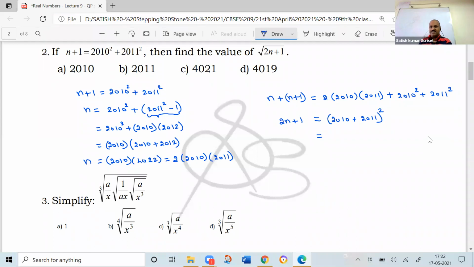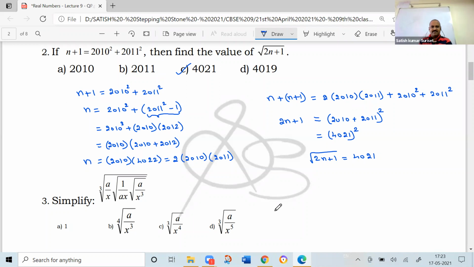Now, what will this value be inside? 4021 whole square. Now, what we need to calculate is the square root of 2n plus 1, which means 4021. So, is there any option? C. Have you understood? Here we are manipulating the terms so that you can calculate 2n plus 1.